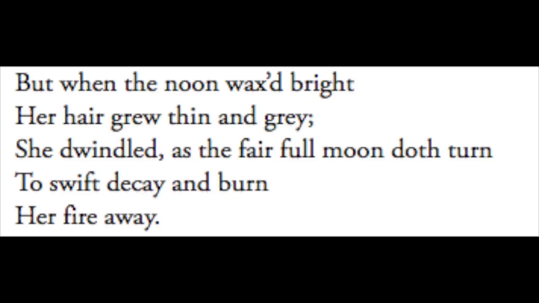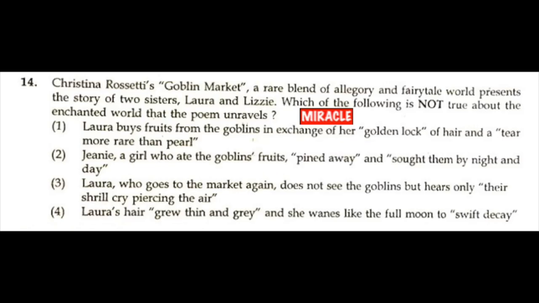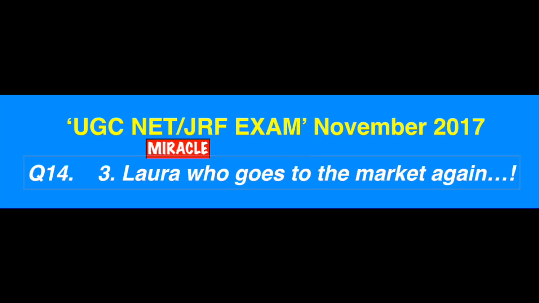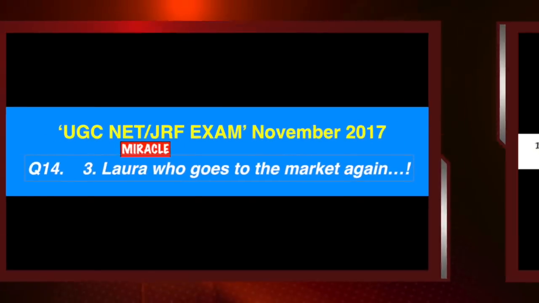It is a blend of allegory, and we can find the other three choices already there: the golden lock and the tear more than the pearl, or say Jeanie, a girl who ate the goblin's fruit, and also her hair grew thin and grey and all that. So the correct answer is Laura, who goes to the market again, does not see the goblins but hears only their shrill cry piercing the air. This is not there in the poem, so therefore it is the correct answer.